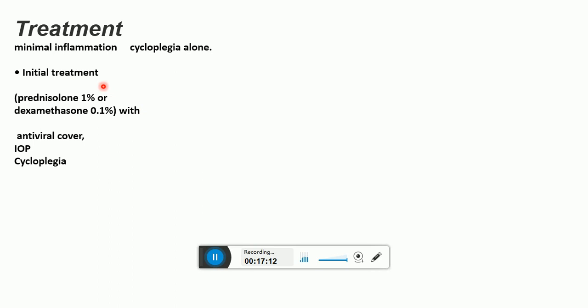The initial treatment is with topical steroids, prednisolone 1% or dexamethasone 0.1%, with antiviral cover 4 times daily. As improvement occurs, frequency of administration of both is reduced in parallel over not less than 4 weeks. It is prudent to keep steroid intensity and duration to the minimum required for effective control of inflammation. IOP should be monitored. Cycloplegia can be used to improve comfort if necessary.